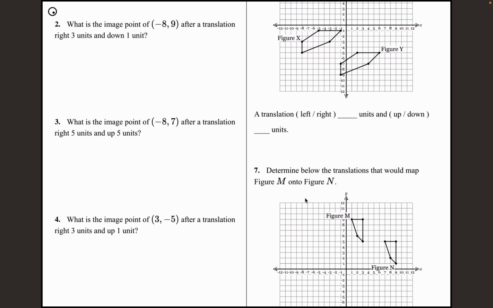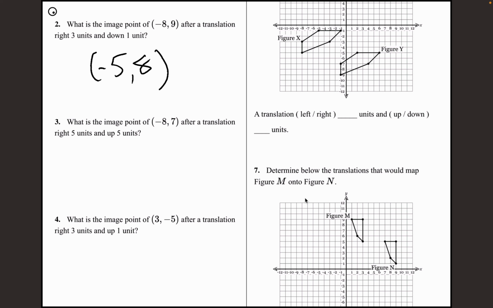This says, what is the image point of negative 8, 9 after translation right 3 units, down 1 unit? We're going right. Are we adding or subtracting? What's negative 8 plus 3? Then down 1 unit, so what's 9 minus 1? 8. Perfect.